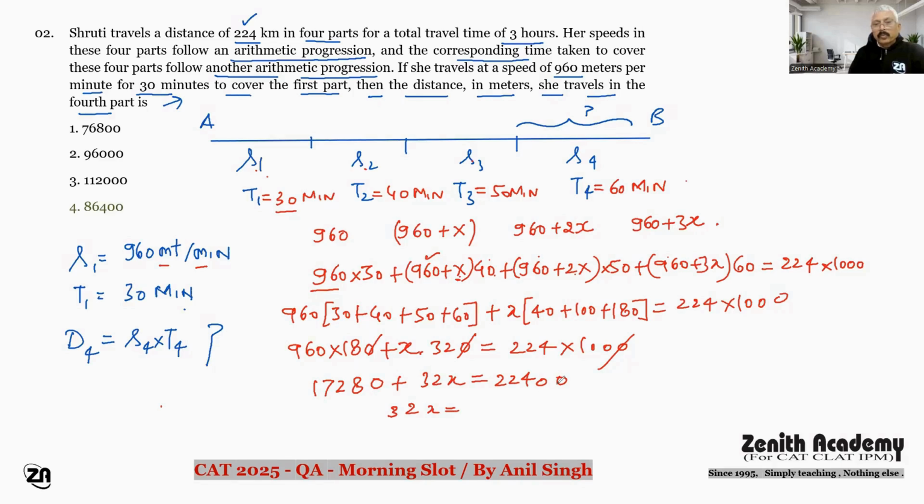So 320X is equal to 224000 minus 172800. You can use a calculator, it is available. So this is equal to 51200, and 320X is 51200. After calculation, X is equal to 160.